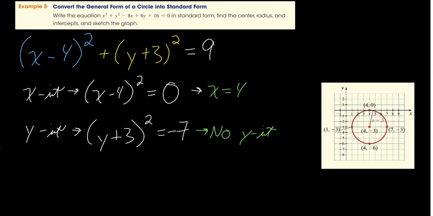So that's it. We wrote it. We went from general to standard. We found the center, we found the radius, and we found the intercepts. And that's that. That's how we do it.